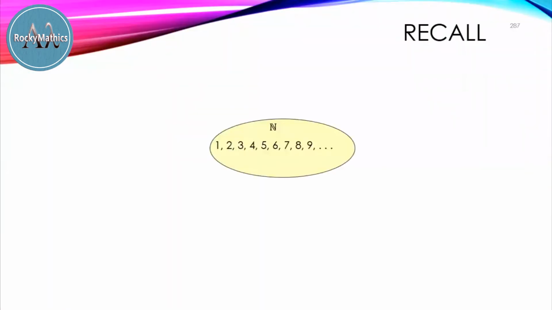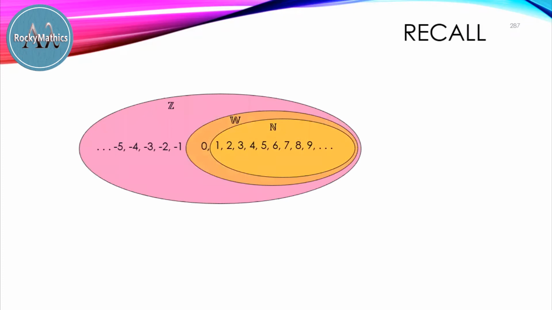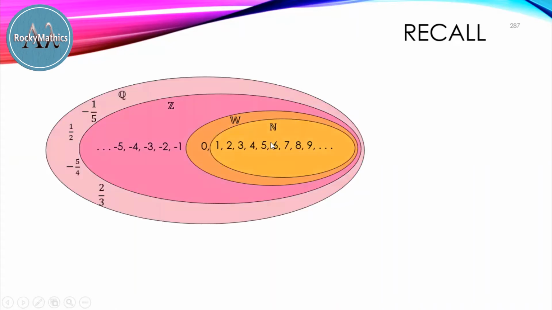Everyone. In our previous discussion, we discussed different types of sets and their examples, such as the set of natural numbers, which consists of 1, 2, 3, 4, 5, 6, 7, 8, and so on, and the set of whole numbers. These are the set of natural numbers including 0. Then the set of integers. As you can see, these are the elements in the set of integers: the negative natural numbers, including 0, and also the positive natural numbers.